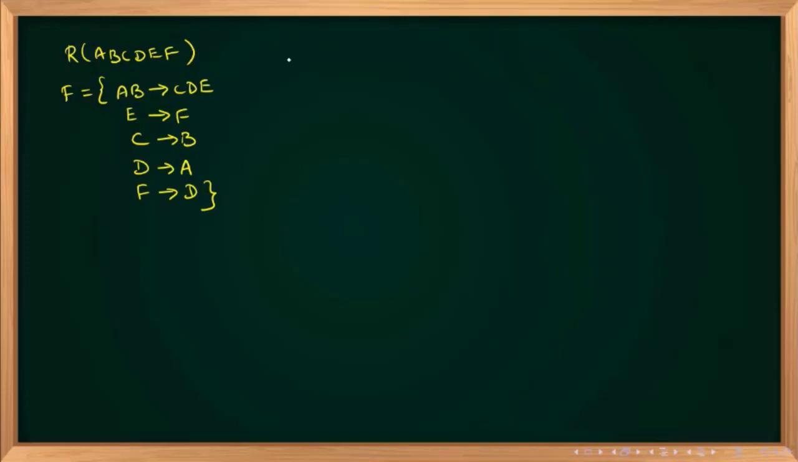Now I am simply taking AB and starting. AB closure is equal to ABCDE. I hope you know how to take closure, right? AB closure means if AB is on the left side, you can write all the things on the right side. Closure of AB will definitely contain AB, and the right side you can write. Now CD is there; because of C, B I can write. Because of D, A I can write. Because of E, F I can write. So A, B, C, D, E, F. With A, B, C, D, E, F, I am getting all the attributes.